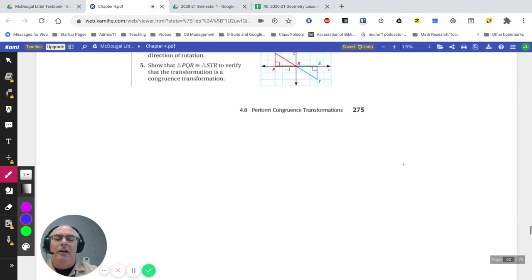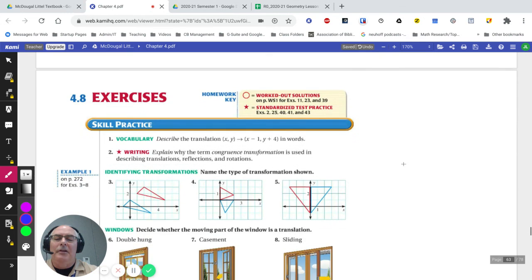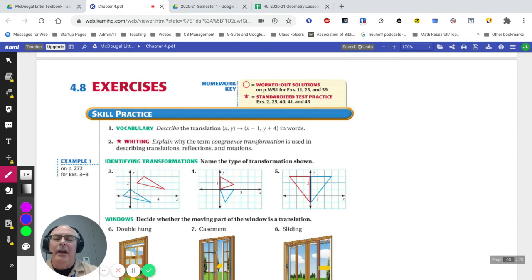What we're going to do now is have you go ahead and go into the exercises now. And I think that's going to help you then evaluate the drawings and determine what kind of a transformation you're working with.